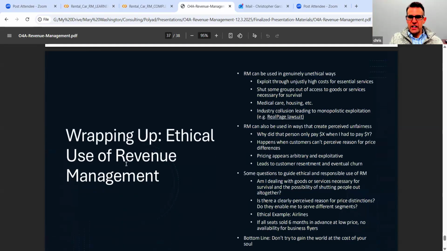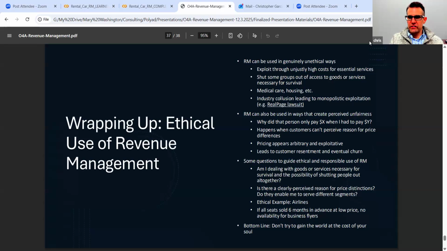As we finish, guys, I want to take just a minute to talk a little bit about ethics and revenue management, because this is one of those applications of operations research that needs a little bit of thinking in terms of how we actually apply it. And it can be used in genuinely unethical ways.